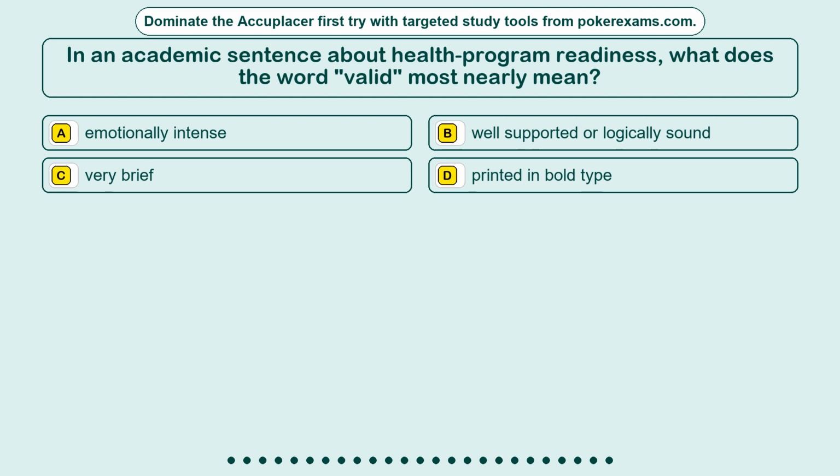Question 15. In an academic sentence about health program readiness, what does the word valid most nearly mean? Option A, emotionally intense. Option B, well supported or logically sound. Option C, very brief. Option D, printed in bold type.